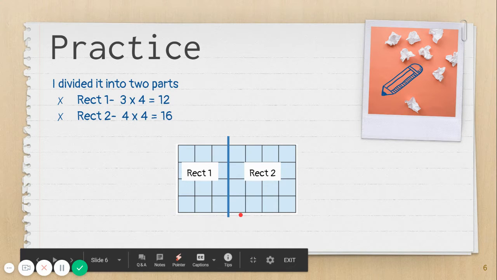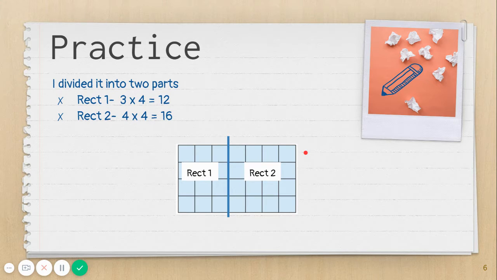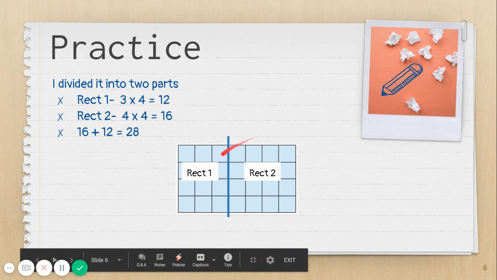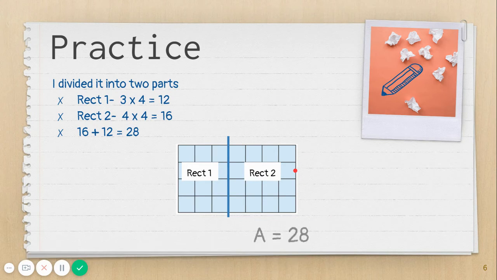Rectangle 2 has a length of 4 and a width of 4. Lots of 4s there. 4 times 4 equals 16. Rectangle 2 has an area of 16 square units. 16 plus 12 equals 28, which means this entire rectangle has an area of 28 square units.